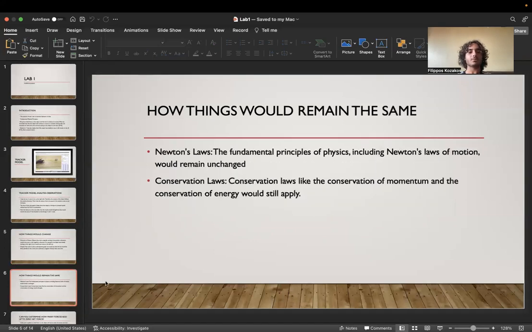So how things will remain the same. Newton's law: the fundamental principles of physics, including Newton's laws of motion, will remain unchanged. Conservation laws like the conservation of momentum and the conservation of energy will still apply.